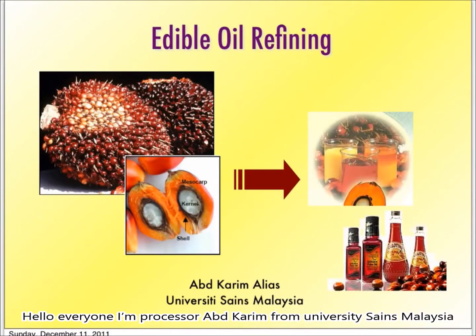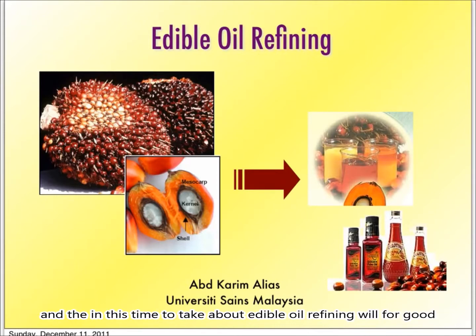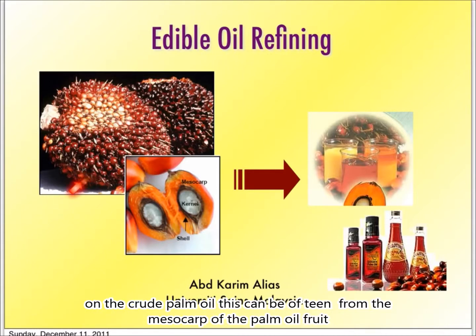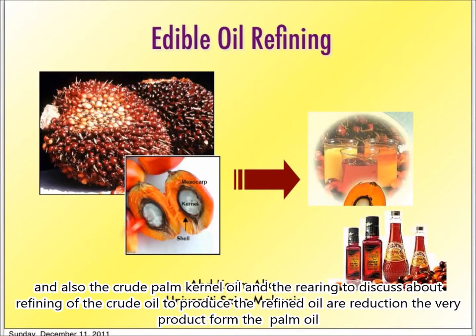Hello everyone, I'm Professor Abdul Karim from University of Science Malaysia, and in this lecture I'm going to talk about edible oil refining with focus on the crude palm oil, which can be obtained from the mesocarp of the oil palm fruits, and also the crude palm kernel oil. We are going to discuss the refining of this crude oil to produce the refined oil and the production of the various products from the palm oil.